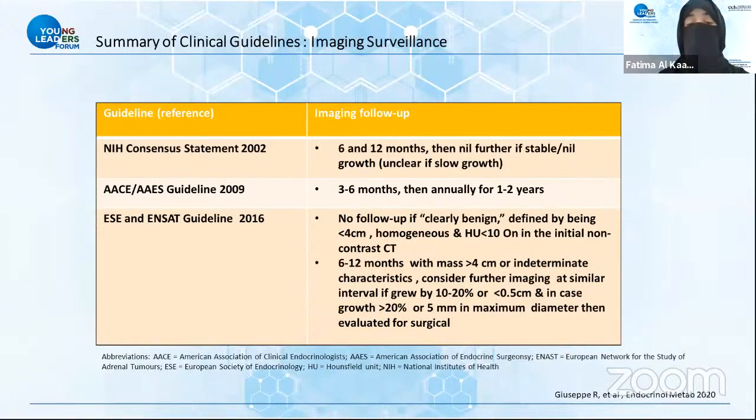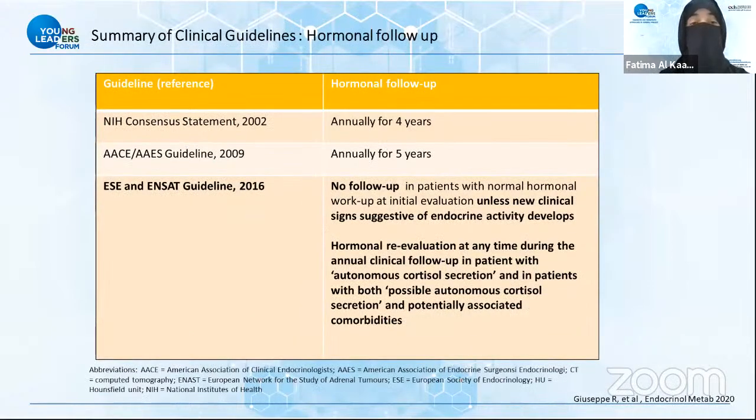In the case of growth more than 20% or more than 0.5 centimeter, then we have a repair for surgery. Regarding hormonal follow-up, the NIH statement in 2002 recommends annually for 4 years. The AACE recommends annually for 5 years.